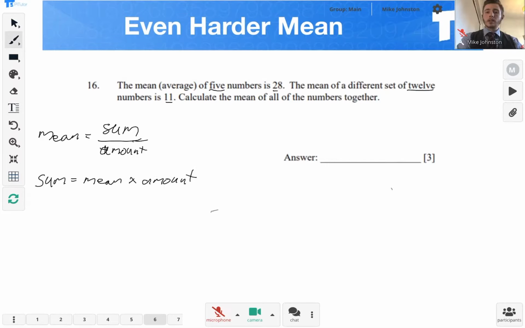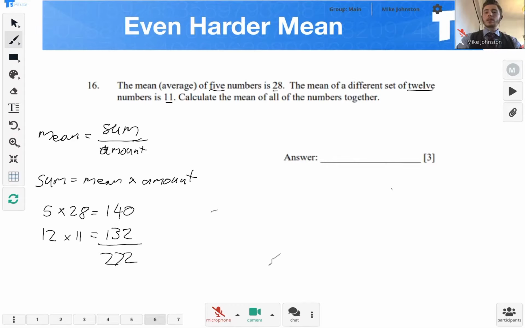Okay, so let's do that for both our groups. So we can do 5 times 28, which gives us 140, which is going to be the sum of the first group, and then we've got 12 times 11, which gives us 132, and that's the sum of the second group. So that means the sum of both groups combined is adding these. We can just do a little column method here, 2, 7, 2.